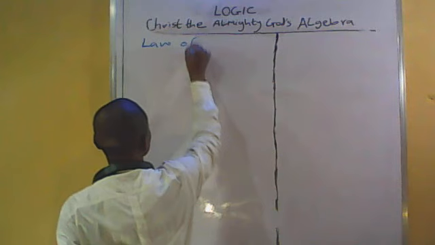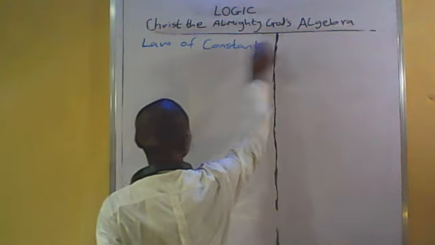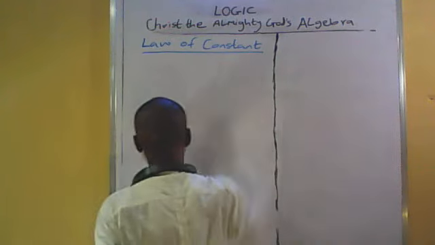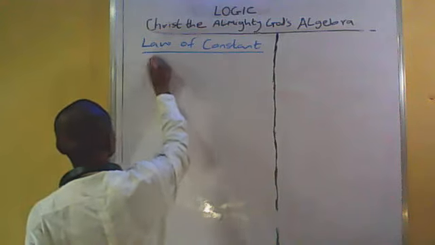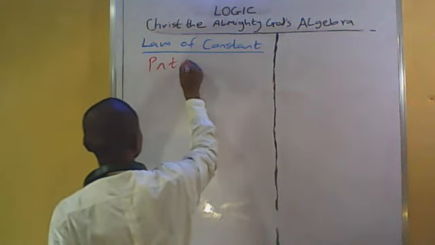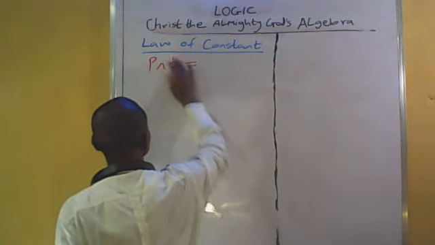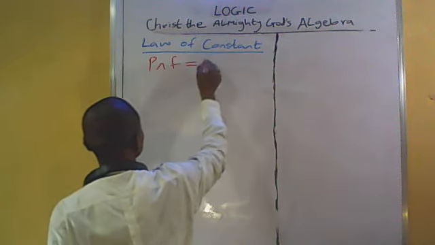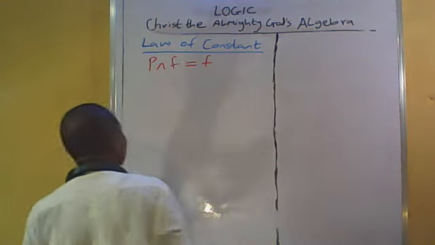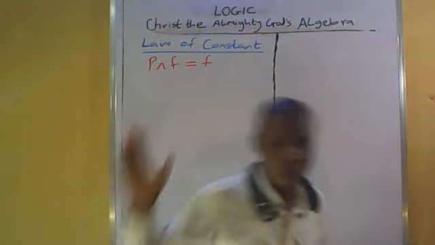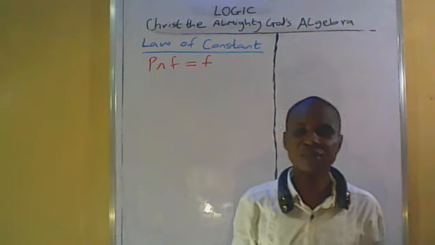Law of constant. P and T is equal to P. P and F is equal to F. This is a typical example of law of constant by conjunctive statement.